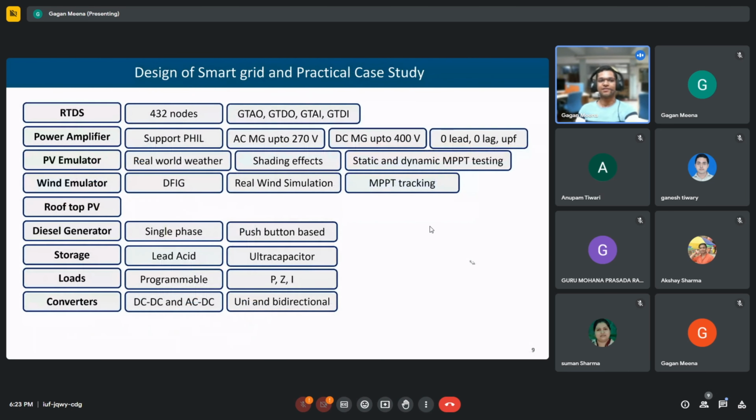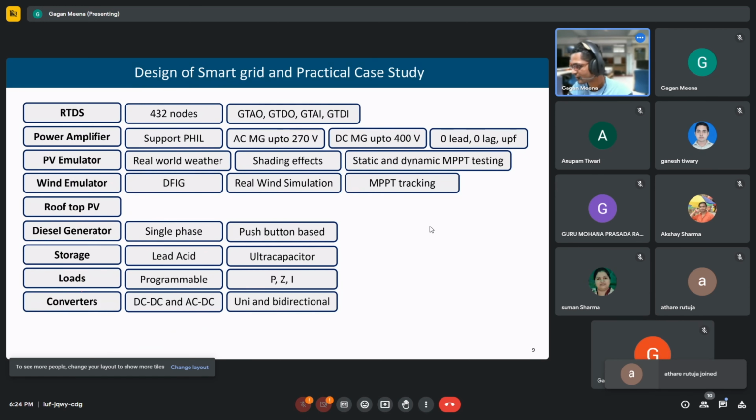So next one is the design of a smart grid in a practical case study. All these demonstrations are based upon what we discussed in the previous week. In DC microgrid, in isolated DC microgrid, we had two cases. One was a single isolated DC microgrid and the other was interconnection of two DC microgrids. So here also, this is an example of a DC microgrid where RTDS is used.